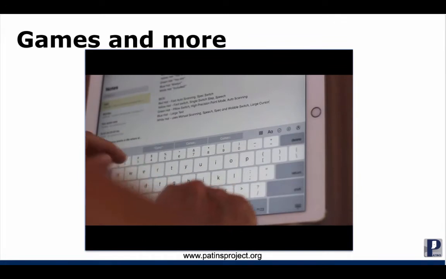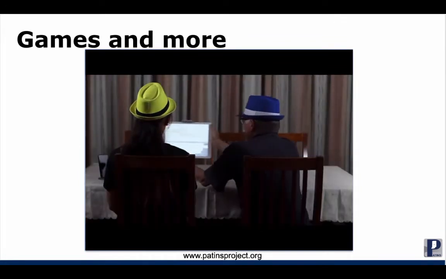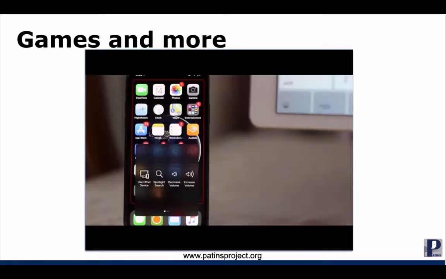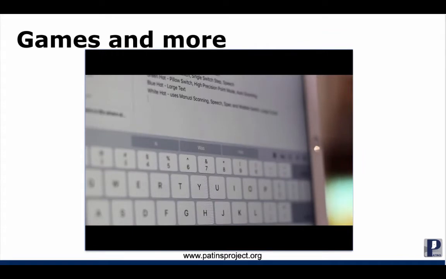Blue Hat is working on writing a script with Yellow Hat. Blue Hat has finished their section and hands the iPad over to Yellow Hat, who uses platform switching from their iPhone to connect to the iPad. When they do, the iOS 11 keyboard automatically shows extended predictions.